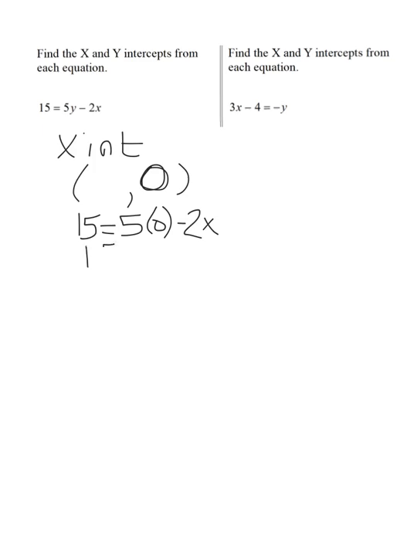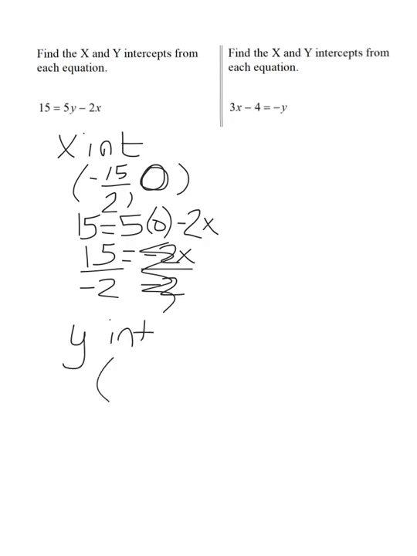So now I get 15 is equal to 5 times 0 is 0. I just get 15 is equal to negative 2x. Now I'm ready to divide by the coefficient, and I get x is equal to 15 over negative 2, which is the same as negative 15 over 2. That would be my x-intercept.